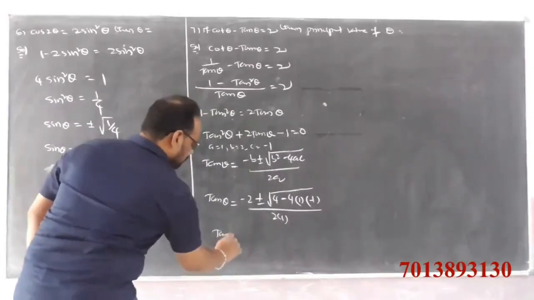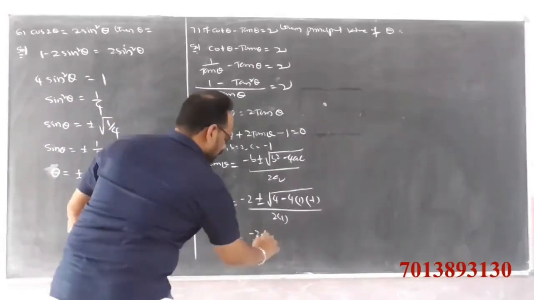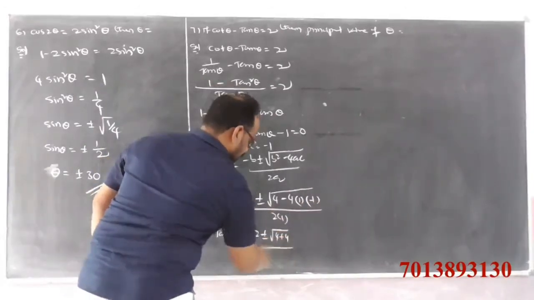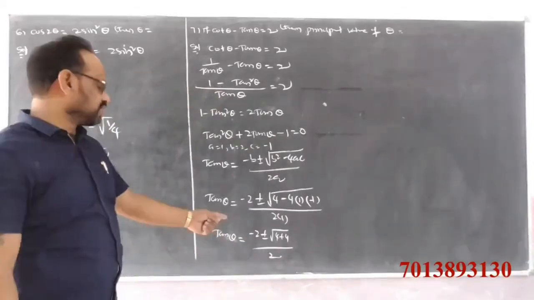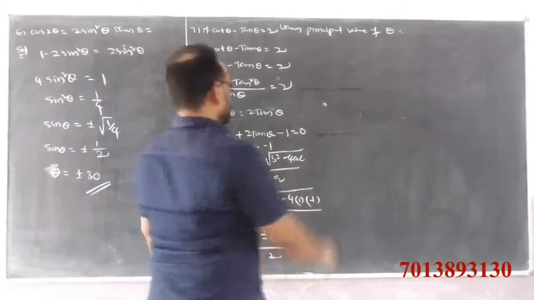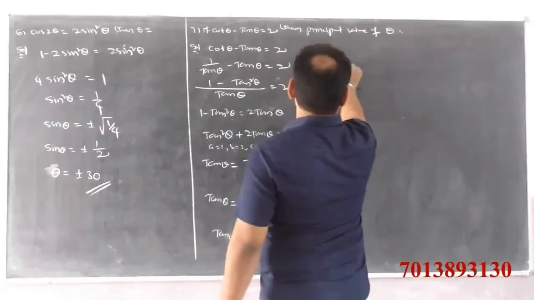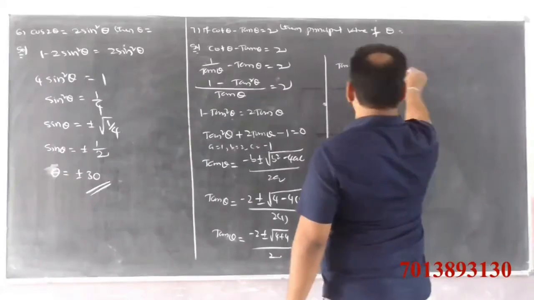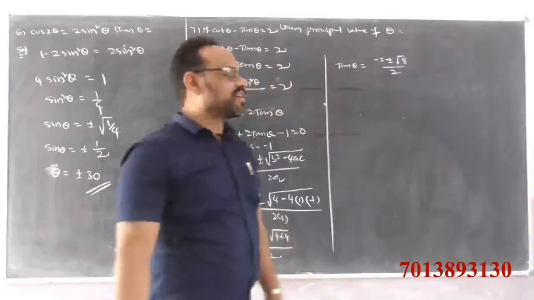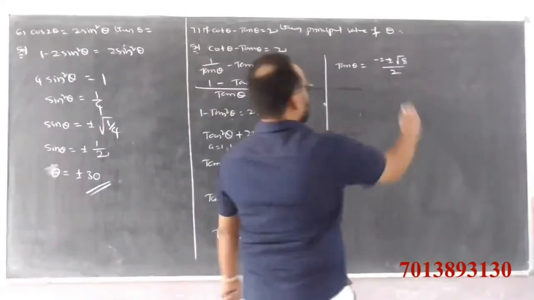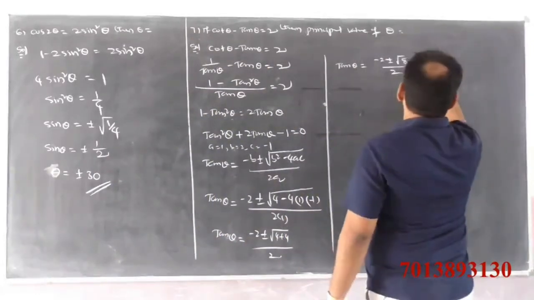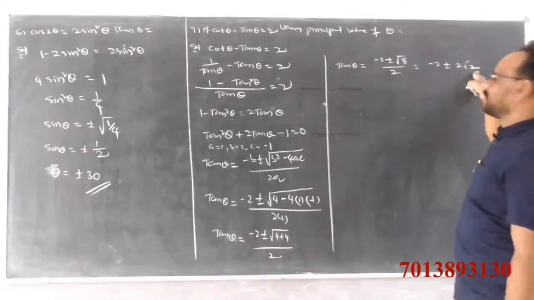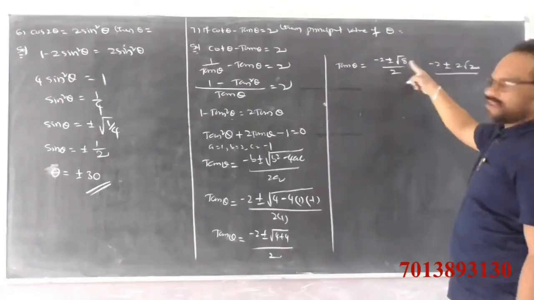That is tan theta equals minus 2 plus or minus square root of 4 plus 4, by 2. That is tan theta equals minus 2 plus or minus square root of 8, by 2. Square root of 8 can be written as 2 root 2, because root 4 gives us 2. So square root of 8 means we get 2 root 2.